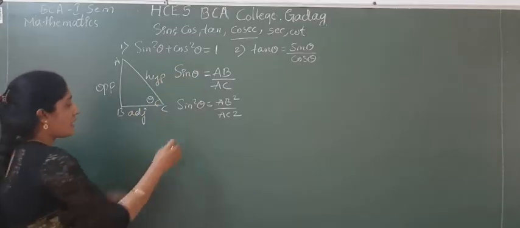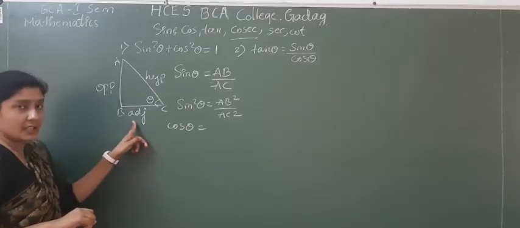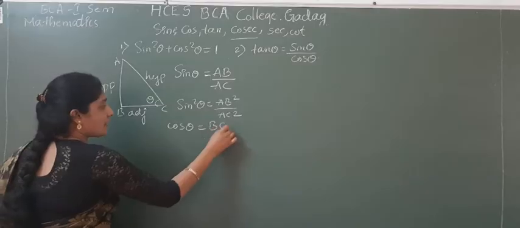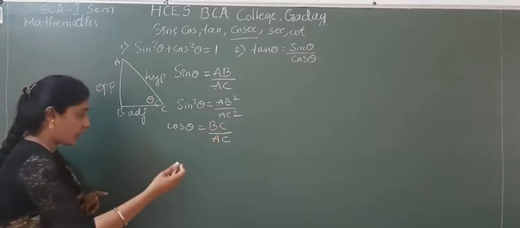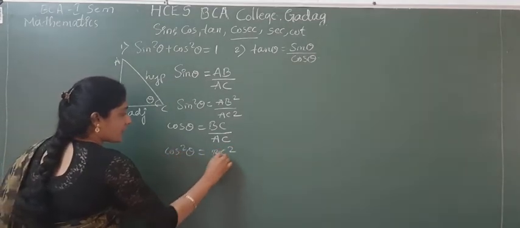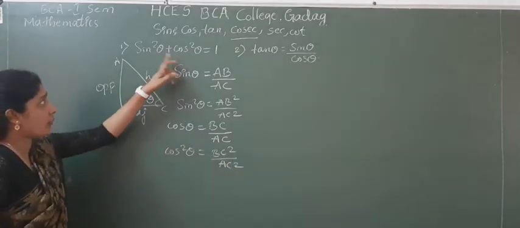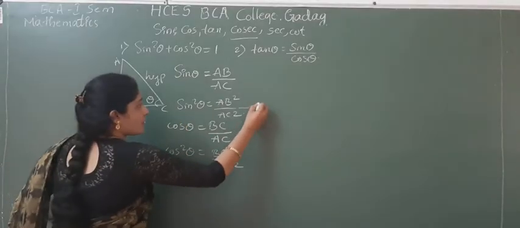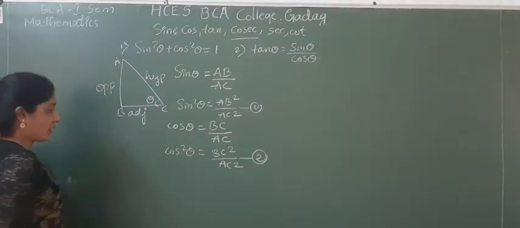Now as it is cos theta. Cos theta is equal to what? Adjacent divided by hypotenuse. Adjacent is BC divided by hypotenuse is AC. Let us square this. Cos square theta is equal to BC square divided by AC square. Now what is there in the proof? We have to add these two. This is the first one and this is the second one, which is required in the equation.